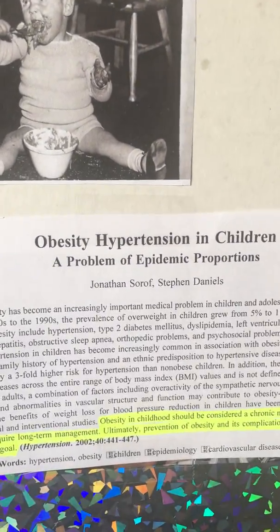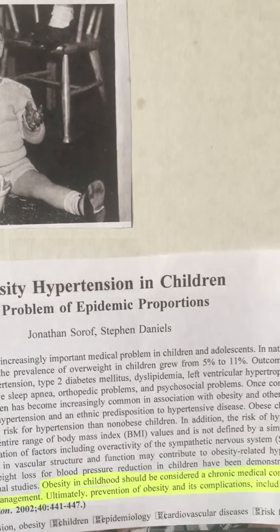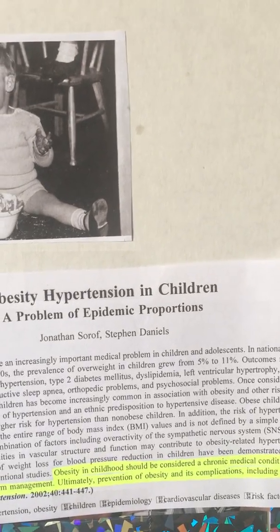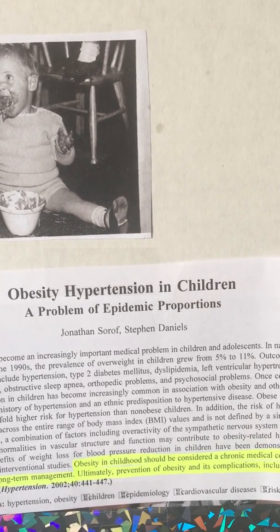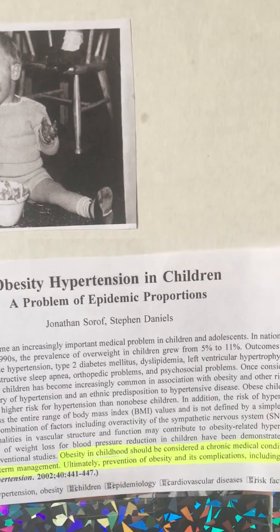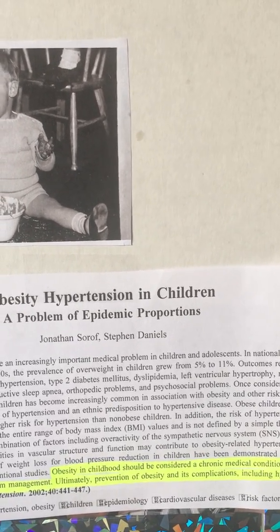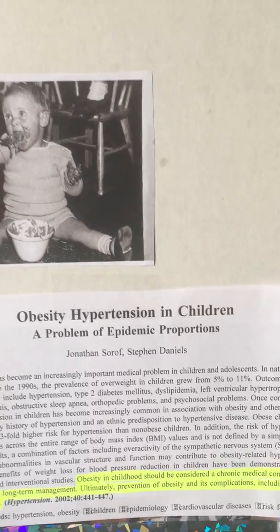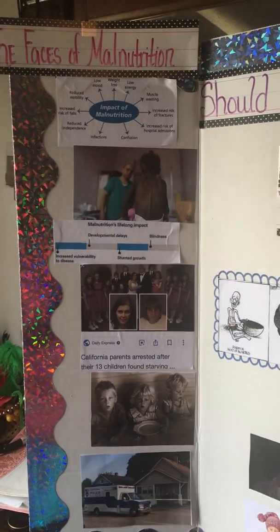Then I have a clipping here from an article in the hypertension magazine that says obesity in childhood should be considered a chronic medical condition that is likely to require long-term management. Ultimately, prevention of obesity and its complications, including hypertension, is the goal. And I'll just let you take another look at the board that goes along with the report.